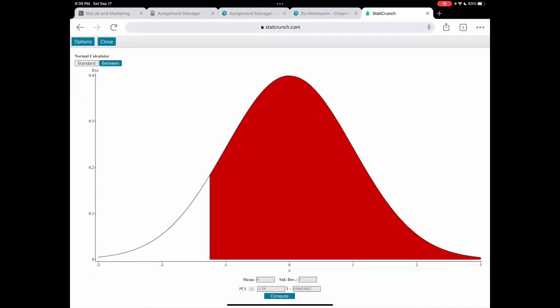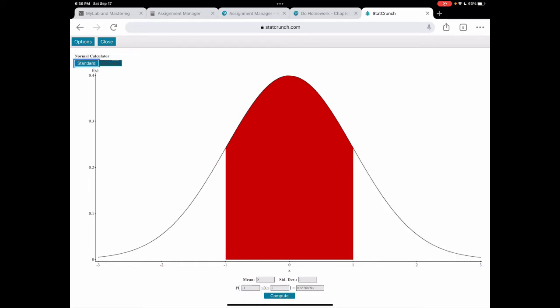So I'm back in Statcrunch. And notice in the top left of my window here, you see where it says normal calculator? And it says standard in between. So standard is when you want to go to just the left or the right. Between is when you need to go, obviously, between two different values. And that's what we need to do here. So once again, our mean is still 0. Our standard deviation is 1.